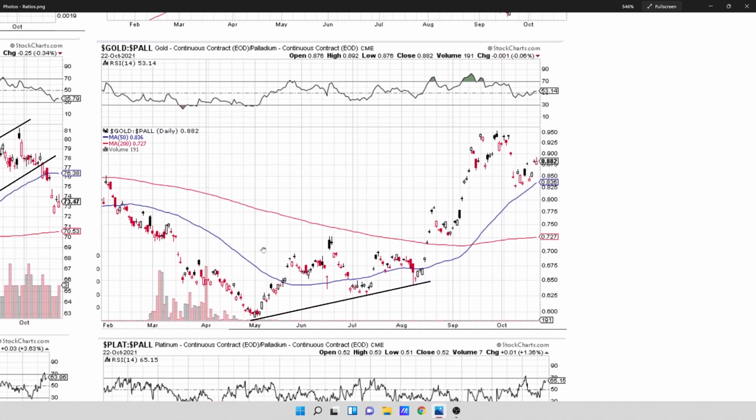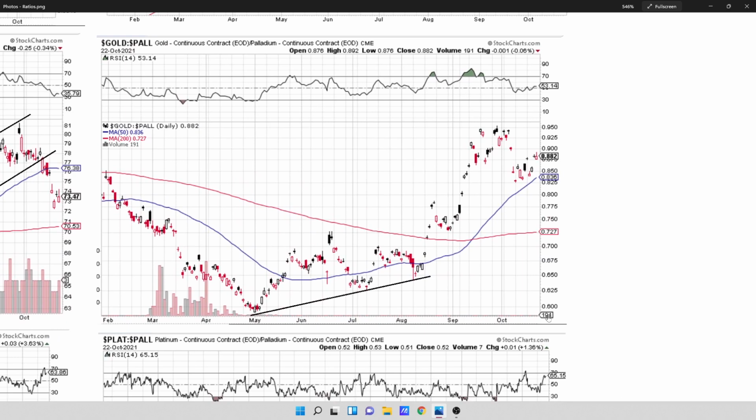Now here's gold to palladium, and during a commodity bull market, gold outperforms palladium. Palladium is the one that goes opposite of all the other metals. So I am not owning palladium. I think platinum will do better. I think silver will do better. And I think gold will do better than palladium. But you can see gold outperforming palladium at the moment, and the ratio is compressing in favor of gold.